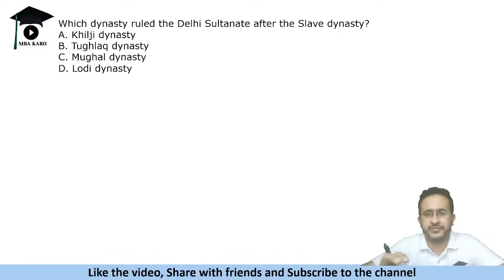So slave dynasty was the first one. Next one was Khilji dynasty. Okay, slave dynasty आई थी सबसे पहले. This कुतुबुद्दीन ऐबक and all. Then came the Khilji dynasty. Slave के बाद खिलजी आई थी.